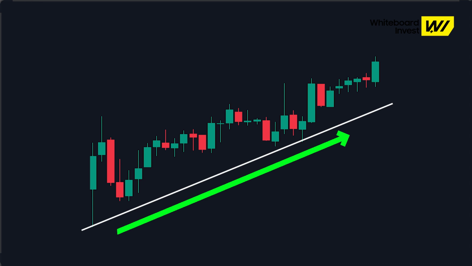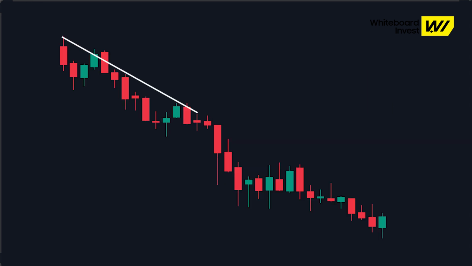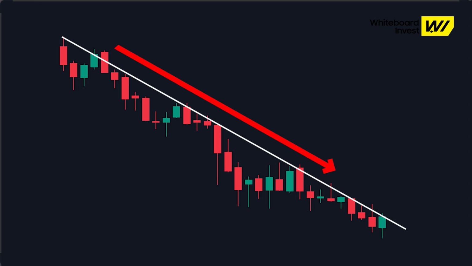An upward trend line indicates a bullish market, while a downward trend line indicates a bearish market. Similar to support and resistance levels, trend lines can also be used to identify potential entry points. For example, if the price retraces back to a trend line, it may present a good opportunity to take a buy position.